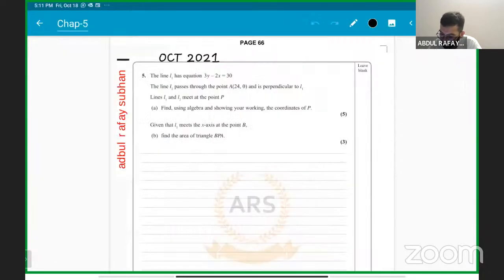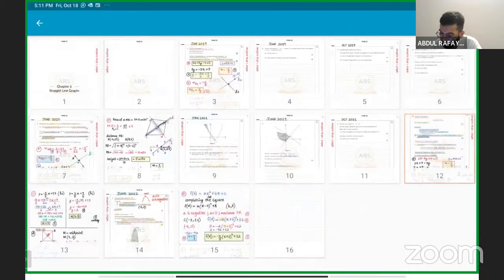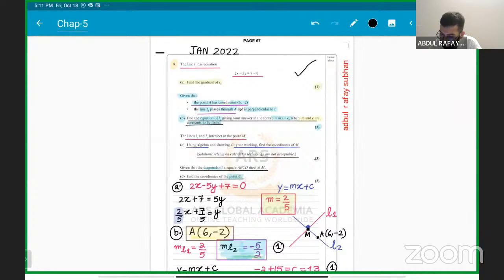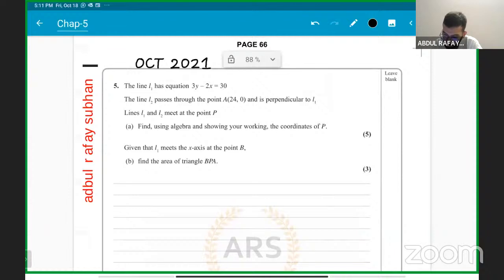Let's do one more question on applying the area of the triangle. So let's do another learning on this as well. This one is a very simple 5 and 3 mark question. We have done all 2022 January and June as well, and this one is October 2021. So I'll give everyone a couple of minutes to think about it, to read it, and then I'll solve this one as well. Okay. So the first part is very simple again. Everyone knows what it talks about, right?